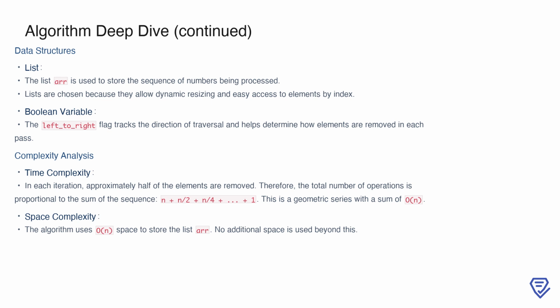In terms of complexity, the time required for the algorithm is proportional to the sum of the sequence sizes across all iterations. Since roughly half the elements are removed in each pass, the total number of operations forms a geometric series, n plus n/2 plus n/4, and so on, summing up to O(n). The space complexity is also O(n), as the list ARR is used to store the sequence. No additional data structures are required beyond this.